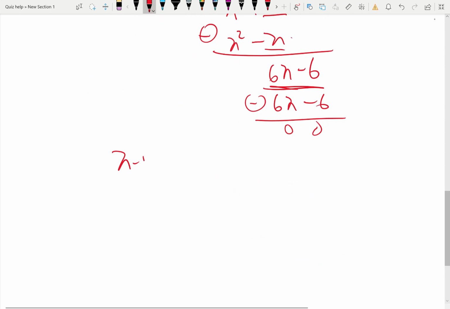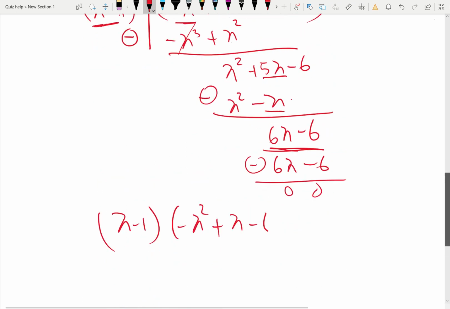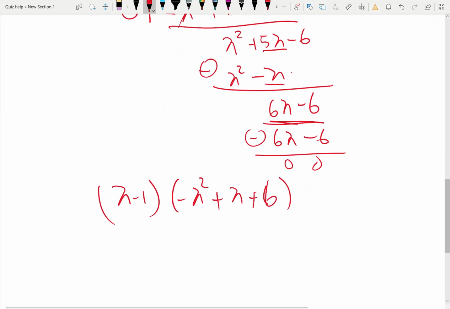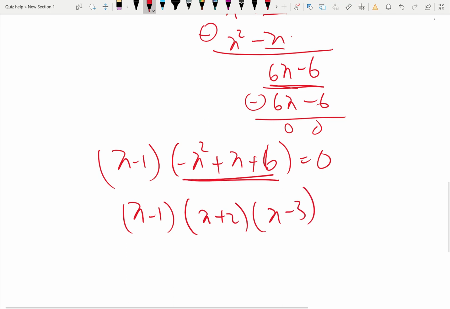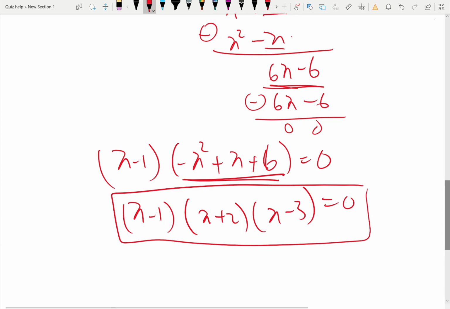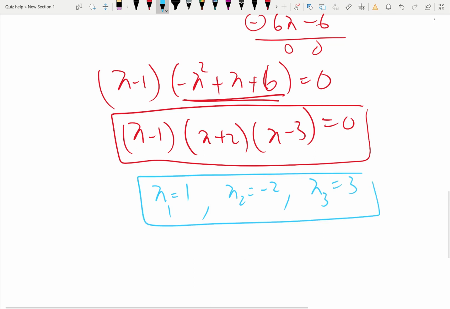So this is the next polynomial. We know lambda minus 1 times negative lambda squared plus lambda plus 6, right? Yes. Now we want to factorize this quadratic equation. If we factorize it, what we get is lambda plus 2 and lambda minus 3. Try to do the factorizing by yourself. So when you factorize the cubic polynomial, this is what we get. Then the eigenvalues are lambda 1 equal to 1, lambda 2 equal to negative 2, lambda 3 equal to 3. So these are the 3 eigenvalues.